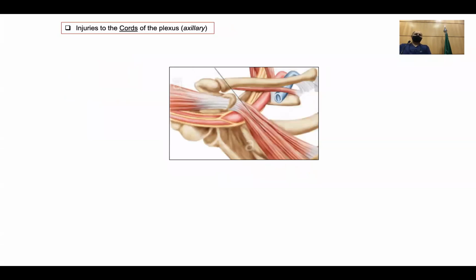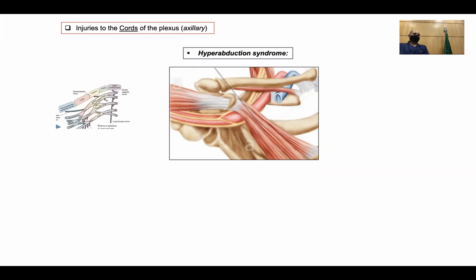Then, if at the cord level, one of the factors is hyperabduction. Where are the cords? Cords are here. Let's say there are certain people who sleep on their hand. They may get it. Or you are working in your home, the whole weekend you are painting the roof and all that. So hyperabduction. This is your abduction. This is hyperabduction. How long can you keep your hand in hyperabduction? If you keep it for hours, if you are painting the roof, think of it. After spending 6, 7, 8 hours, what will be the picture? So this is short term, but primarily you are compressing where?